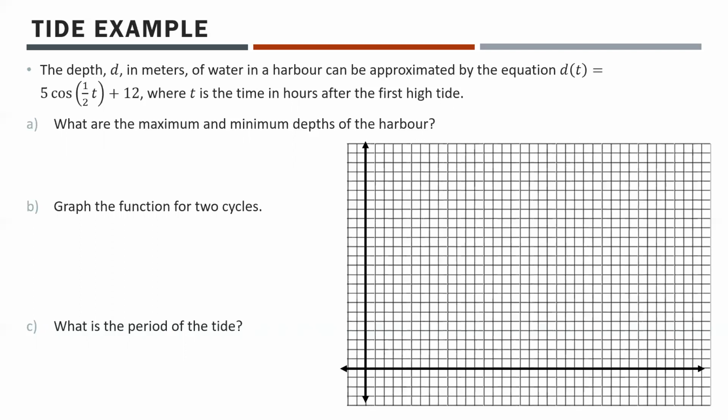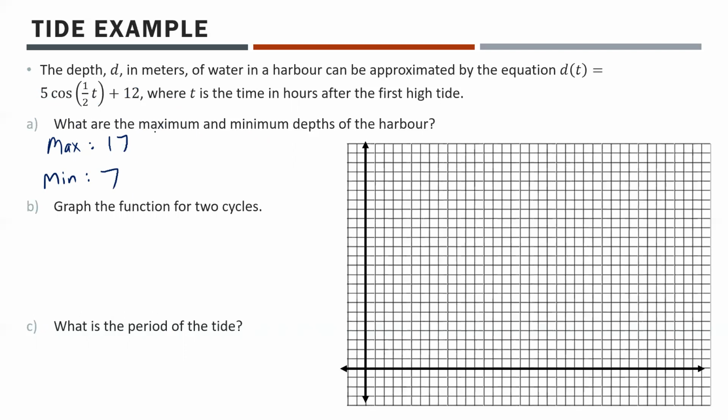This one we can do without even graphing anything right off the bat here. Notice the maximum and minimum depths are going to be based around your midline and your amplitude. Your maximum is going to be where you take your midline and add your amplitude to it. So it'll be 17. And our minimum is going to be where we take our midline and subtract our amplitude from it. So it would be 7.